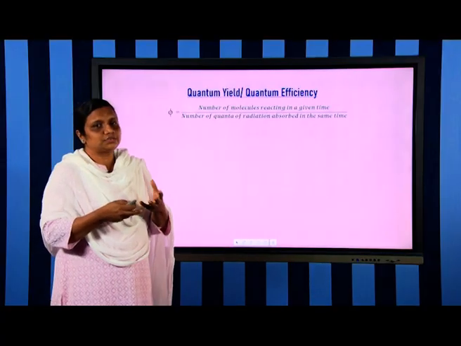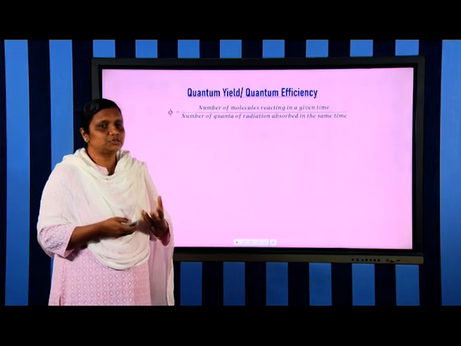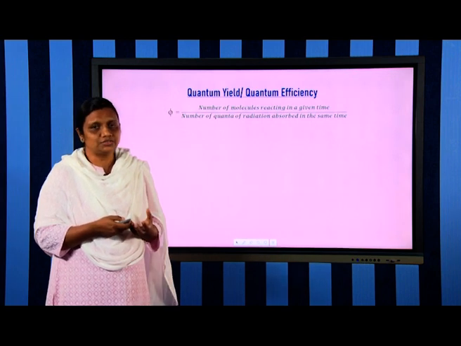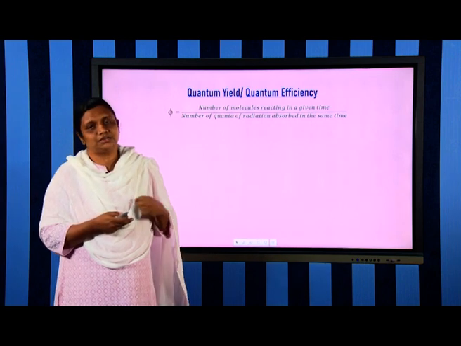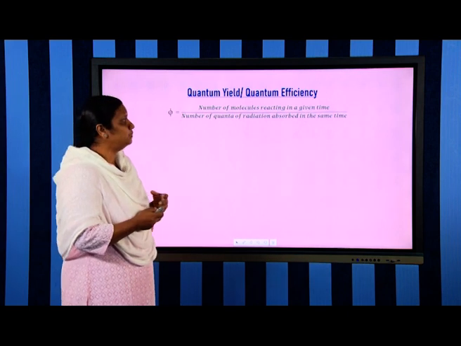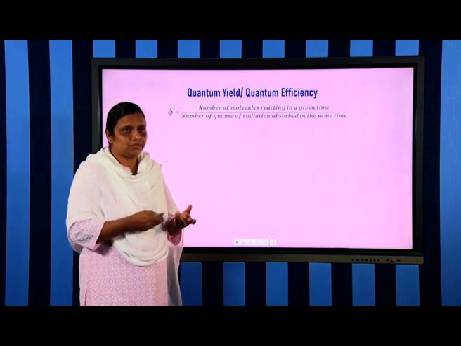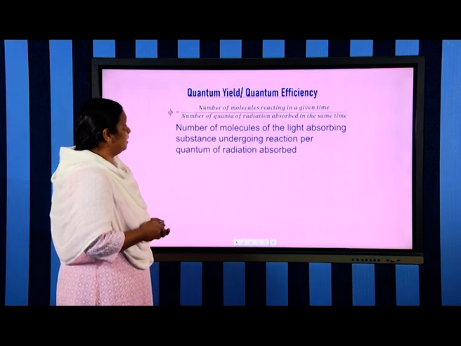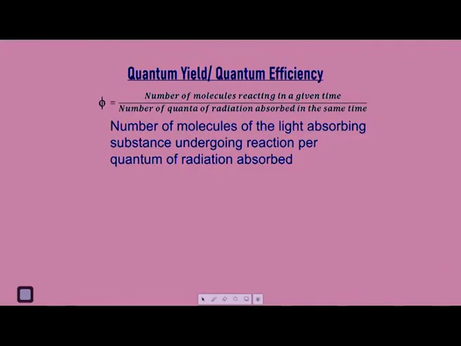So, when some amount of light is being given to a molecule or to the reactants, how much of the reactants are getting converted to the product, or how much of the reactants are reacting, that ratio gives the quantum yield. That is, the number of molecules of the light absorbing substance undergoing reaction per quantum of radiation absorbed.